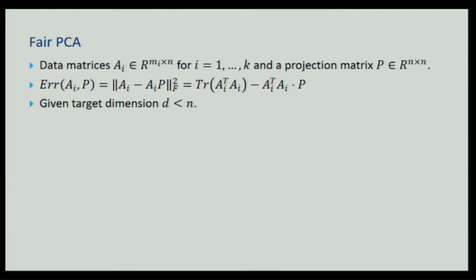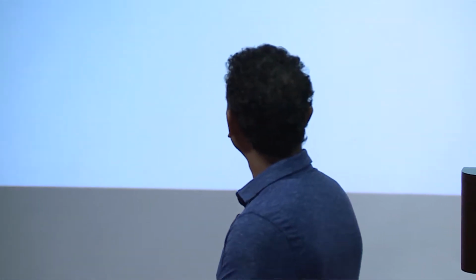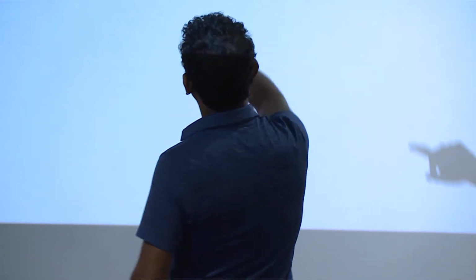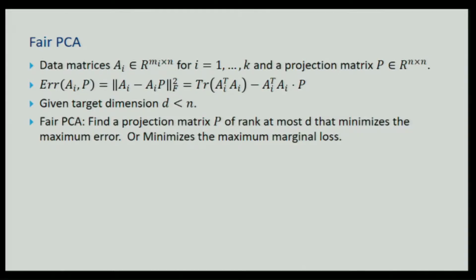You have a target dimension d, and your problem is to find a single projection of rank at most d that minimizes the maximum error of these groups. I have a question about your error. Trace is a scalar, and A transpose AP is a matrix? No, by that dot I mean the inner product, the matrix inner product with the projection. I just expanded the Frobenius norm here, and so we're left with a matrix.